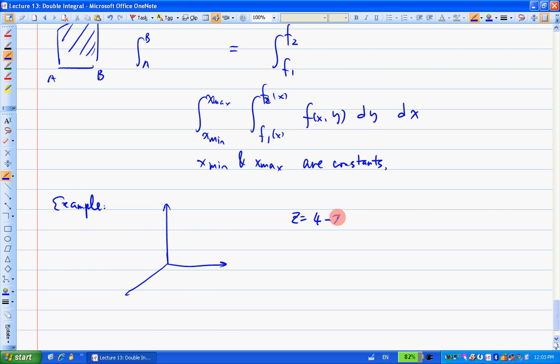I have a plane: 4 minus x minus y. So let's start. Suppose it's a plane here, okay? And we're going to have a region R, which is a very simple region. Here is region R, where x is between 0 and 2, and y is between 0 and 1.